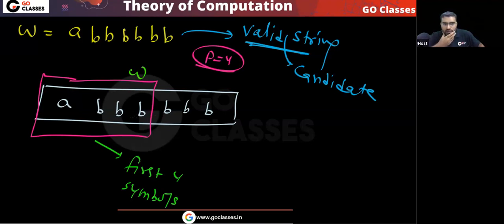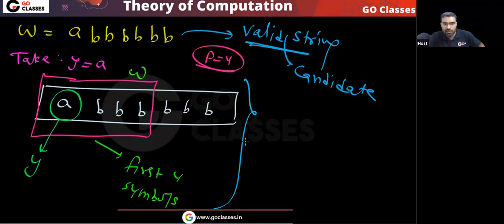Yes or no? Tell me something interesting. If I take this as Y, then if I repeat this Y 0 times, what will happen? Let's assume this is Y. Assume, take Y equal to a. If I take Y equal to a, will this Y equal to a satisfy?